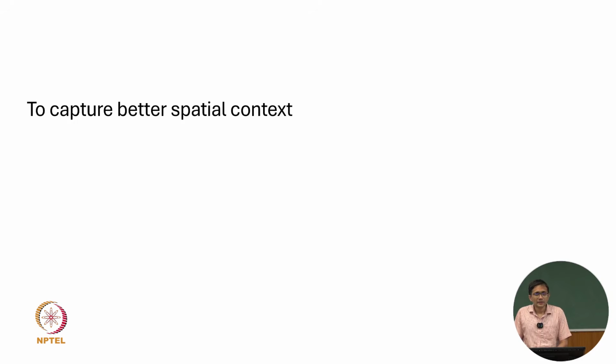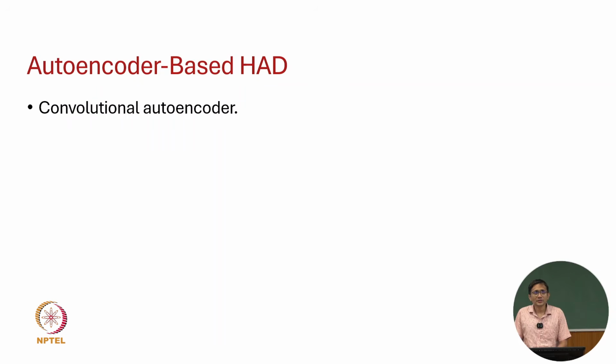And now, to capture the spatial context in a better manner, what one could do is that instead of using a vanilla version of autoencoder, one could adopt convolutional autoencoder. So this will enable us to capture the spatial context even better.